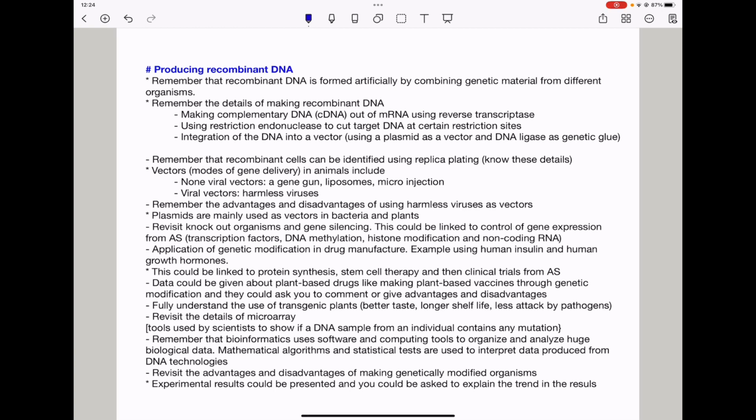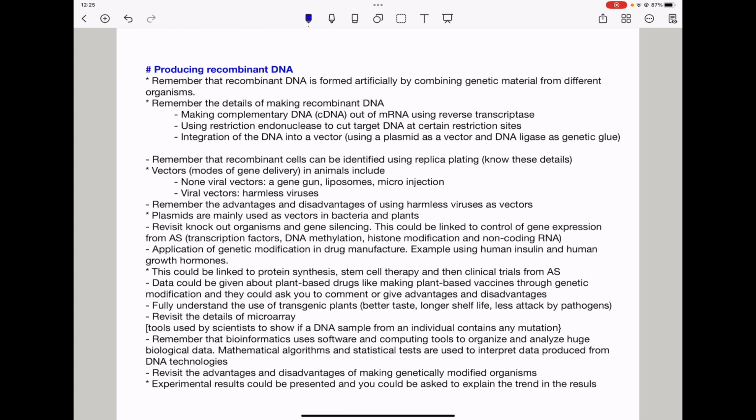When we go to producing recombinant DNA, you need to remember that recombinant DNA is formed artificially by combining genetic material from different organisms, and you should remember the details of making recombinant DNA. This could be a common question, so remember there is making complementary DNA out of messenger RNA using reverse transcriptase, and then using restriction endonucleases to cut target DNA at certain restriction sites.